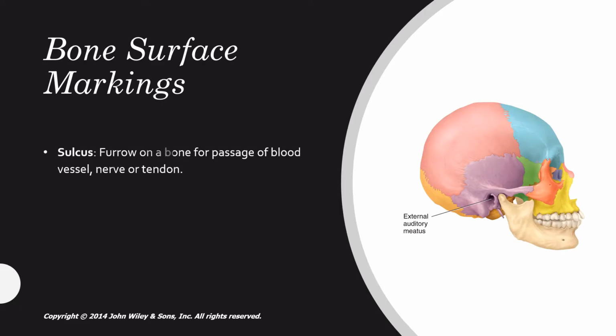A sulcus is a furrow along a bone surface that accommodates a blood vessel or nerve or a tendon. And a meatus is a tube-like opening. Meatus specifically means passageway. And a good example of the meatus is the external auditory meatus, which is the passageway into your ear canal.